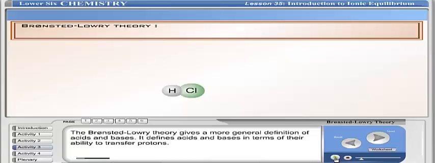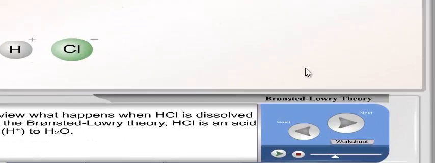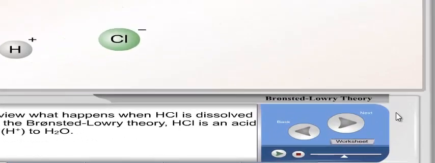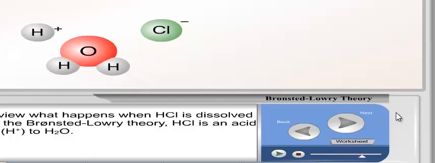The Bronsted-Lowry theory gives a more general definition of acids and bases. It defines acids and bases in terms of their ability to transfer protons. Click the Start button to view what happens when hydrogen chloride is dissolved in water. According to the Bronsted-Lowry theory, hydrogen chloride is an acid as it donates a proton, H+ ion, to water.